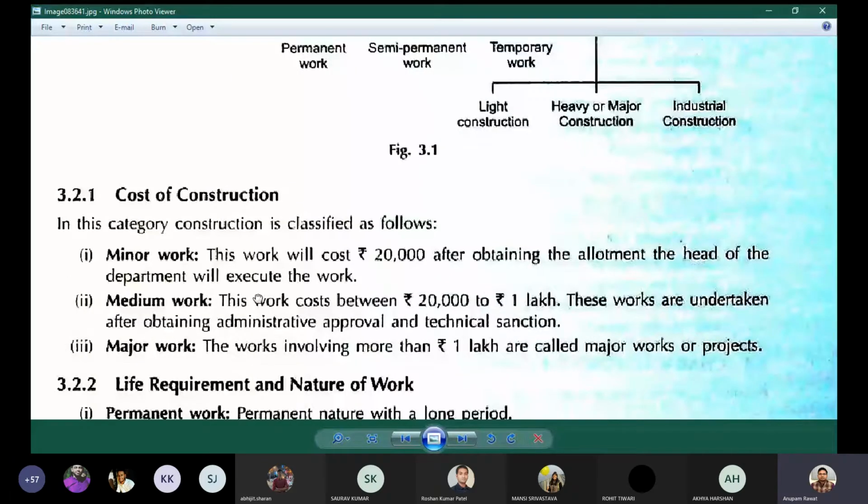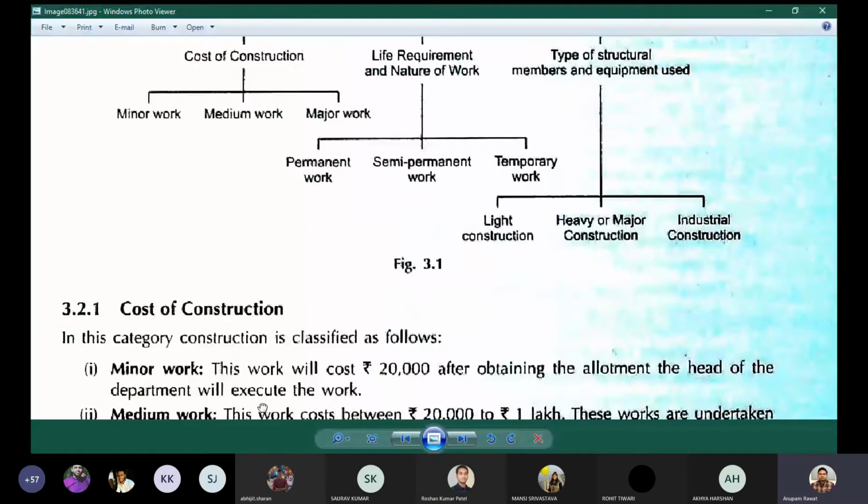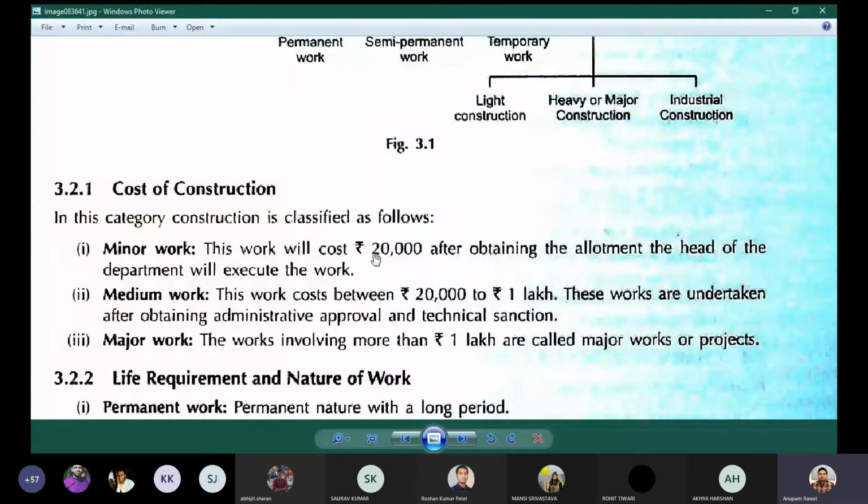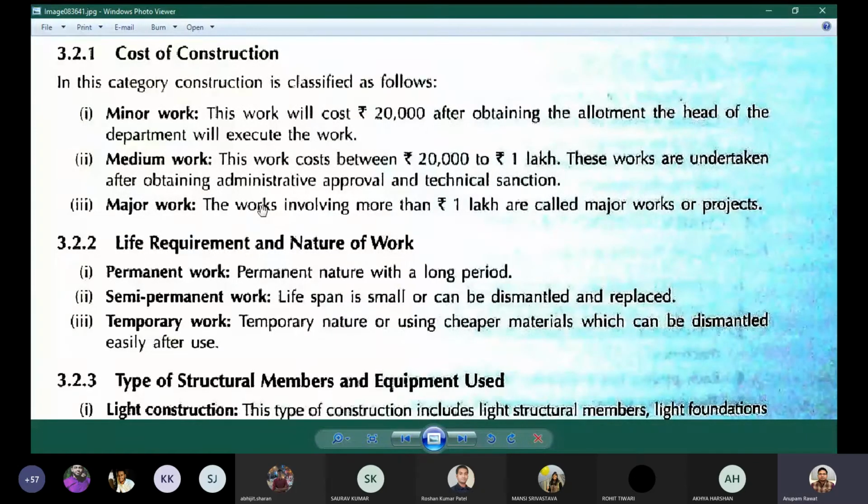If we see the classification, minor works, basically the definition of a minor work in terms of money is changing from time to time. So we will not consider that this work will cost 20,000, because this definition changes time to time, but the basic classification in terms of cost is minor, medium and major work. You can refer to the CPWD manual, which will help you to categorize minor, medium, and major work depending upon the cost.